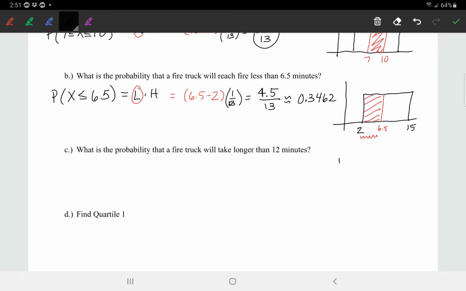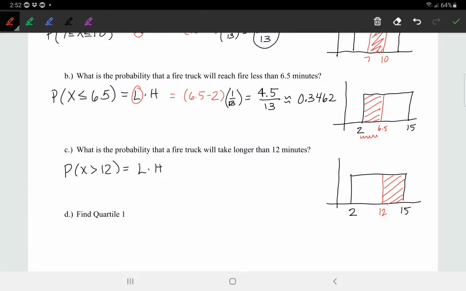If we were looking for the probability that the fire truck will take longer than 12 minutes, again, here's our rectangle between 2 and 15. Here's the value we're given, 12, and we want to know the probability of being greater than 12 minutes. So the probability that x is greater than 12 is equal to just the length times the height. The length of this is given by 15 minus 12, multiplying by the height, 1 over 13. We get 3 over 13.